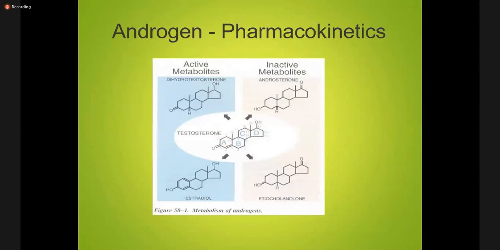The active metabolite of testosterone is dihydrotestosterone, DHT. This is a metabolite from 5-alpha reductase, and we also have estradiol. These are the two active metabolites, whereas the inactive metabolites are androsterone and etiocholanolone. So they are the inactive ones. The important part is dihydrotestosterone. This is the main one. Estradiol is present, but in a small quantity.